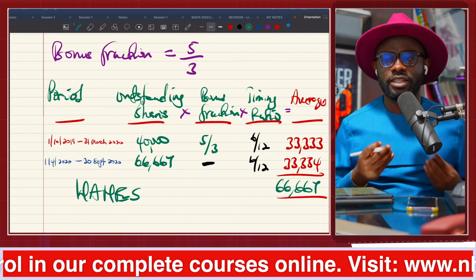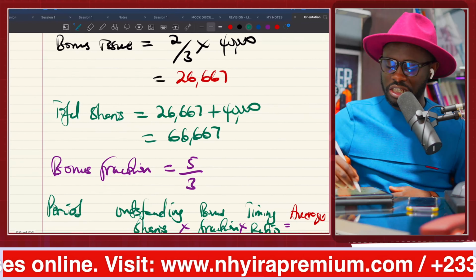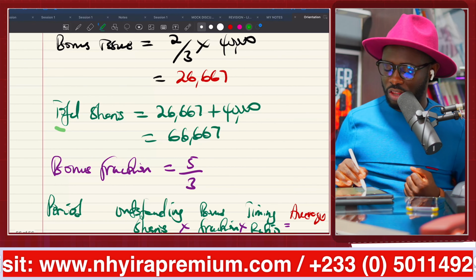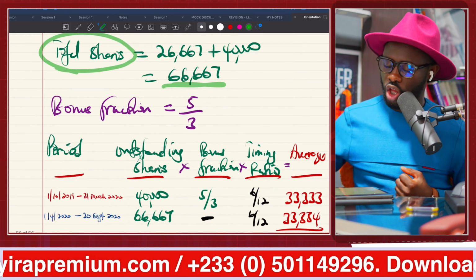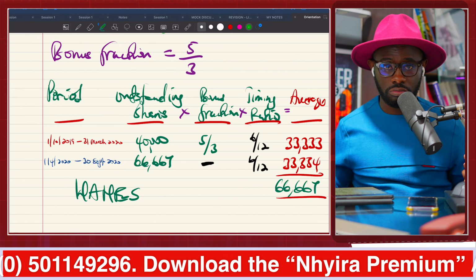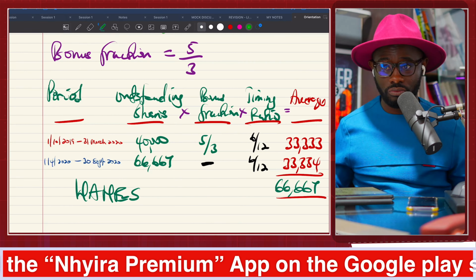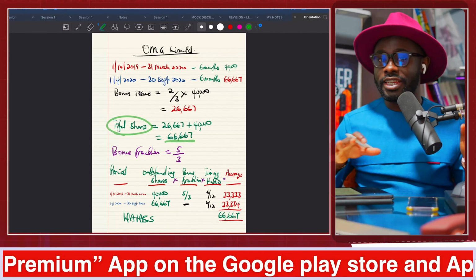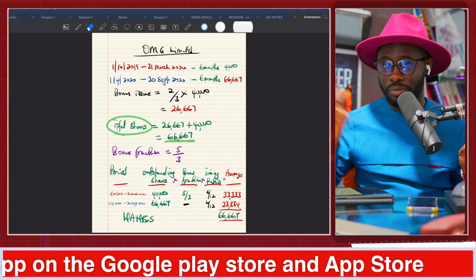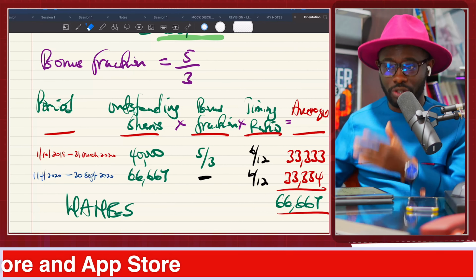66,667. Now, like I tell you always, don't get any ideas and say, oh, if that is the case, it means that the total share after the issue will always be the weighted average number of equity shares. No. This is just a coincidence. It may not happen all the time. So you pay attention to the concept and the way we do the calculation.